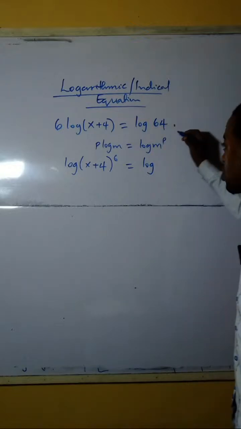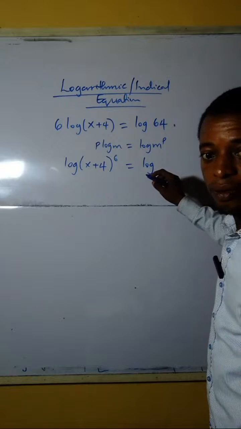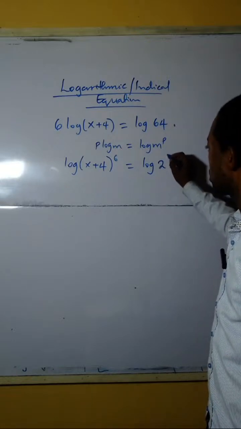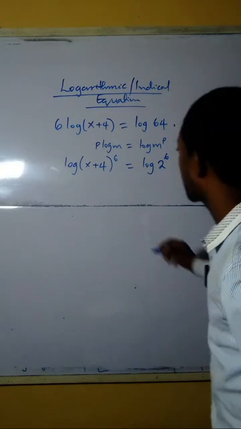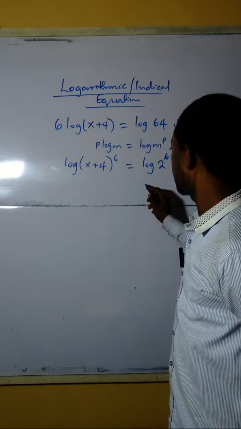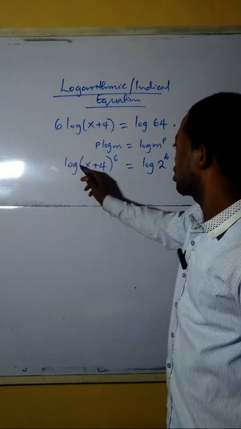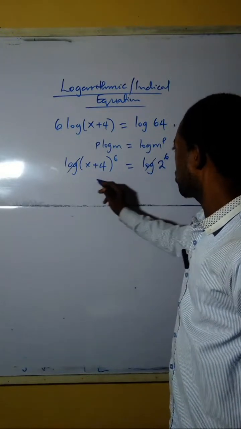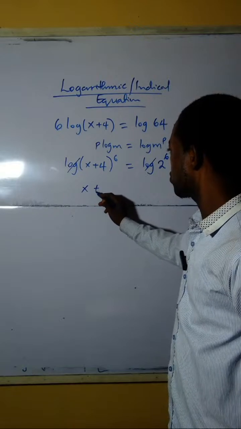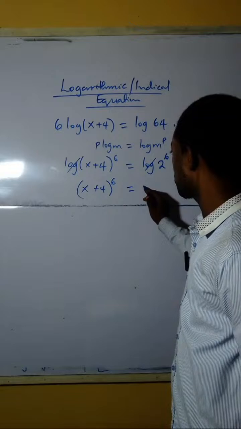Here we can express 64 as a number to a power of 6. That will be 2 raised to power 6, that is 2 multiplied by itself 6 times. That will give us 64. Then the next step here, the log can cancel out. Then what we have left becomes (x plus 4) raised to power 6 equals 2 raised to power 6.